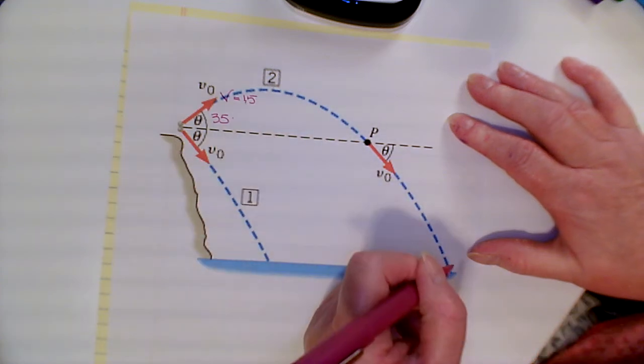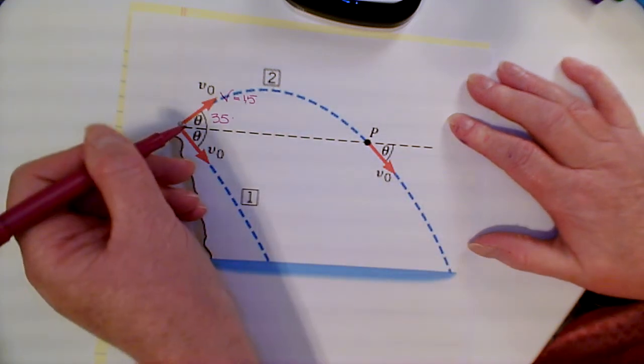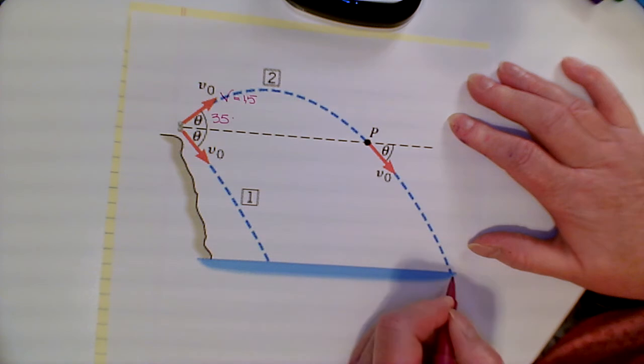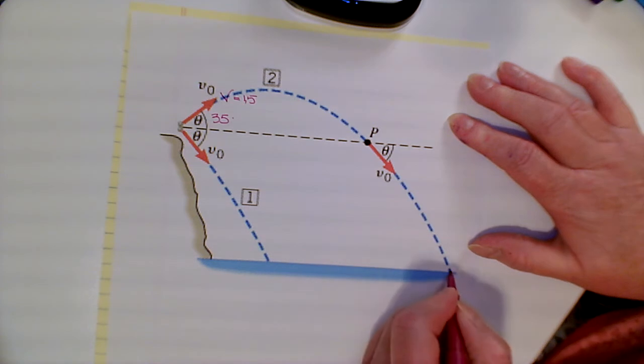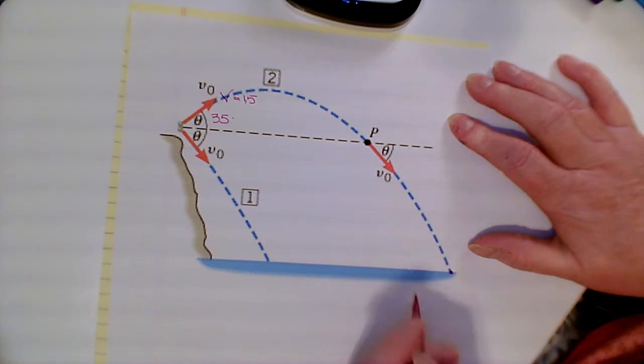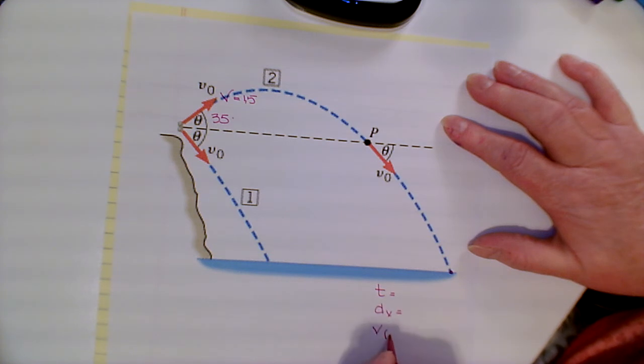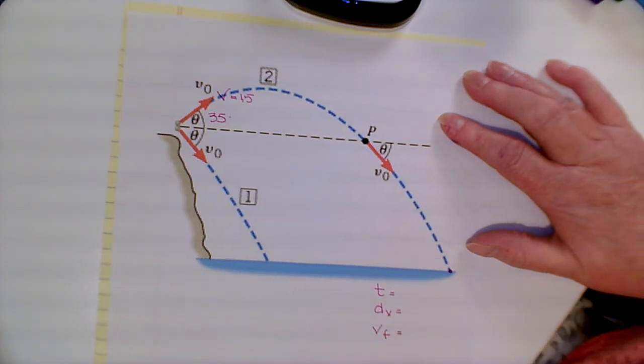But we're going to add on some extra questions, such as how long is it in the air, how far over does it land, and what is the final velocity when it hits the ground. So again, we're going to be looking for the time it's in the air, how far over does it land, and the final velocity that it hits the ground.